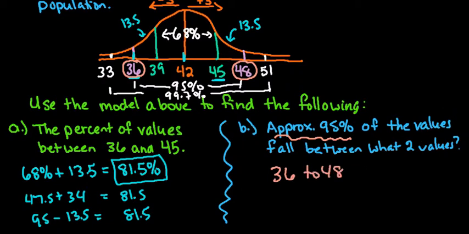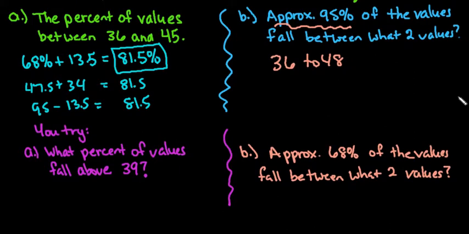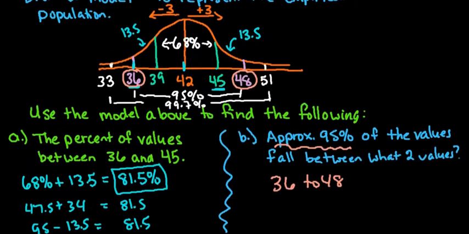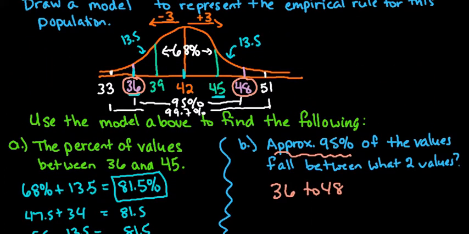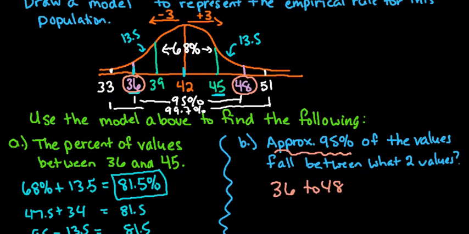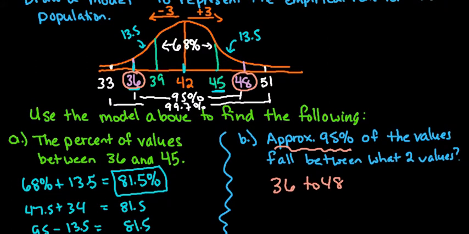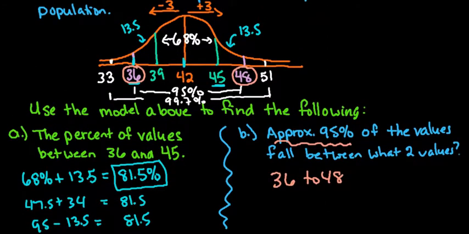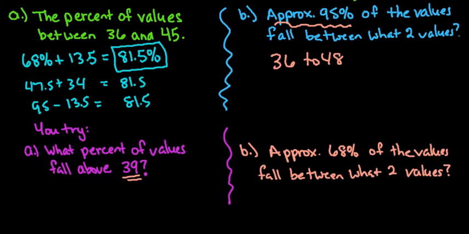All right, so I have 2 more that I want you to try. I want you to find what percent of the values fall above 39, and approximately 68% of the values fall between what 2 values. So go ahead and pause the video, try answering these 2 questions in reference to this chart right here, and hopefully you took the time to write it down on your paper just so that you can learn a little bit better. If not, go ahead and take the time now to write it down and then try these 2 questions.